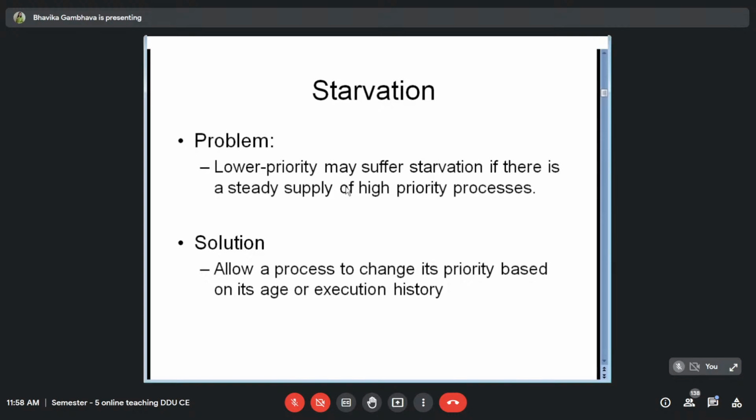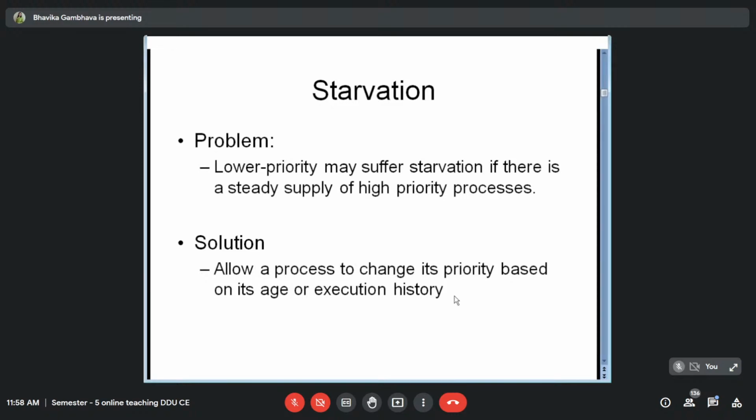Otherwise, your processor utilization might be maximum here. Your processor utilization will be maximum only because high priority processes are coming in. We are executing those, so the processor is never free. But we also want to ensure fairness. So here is where a qualitative measure comes into the picture, and something like this can be done.